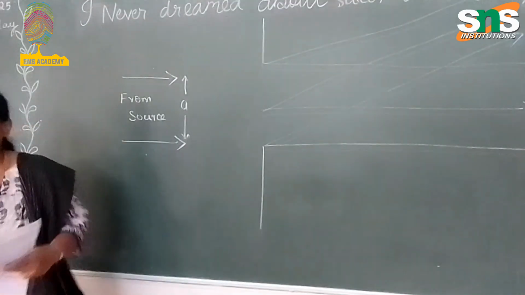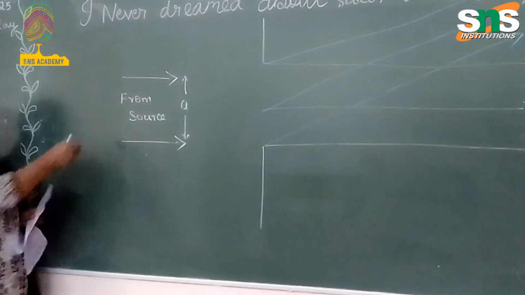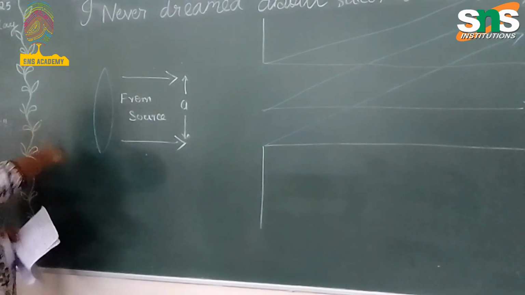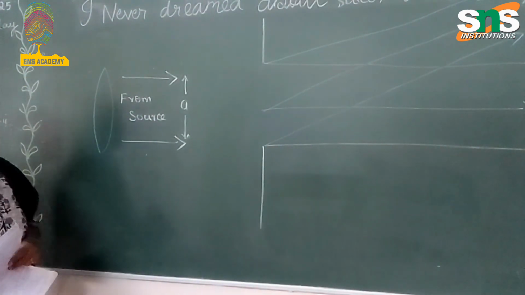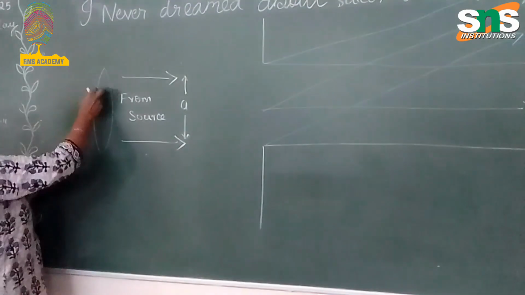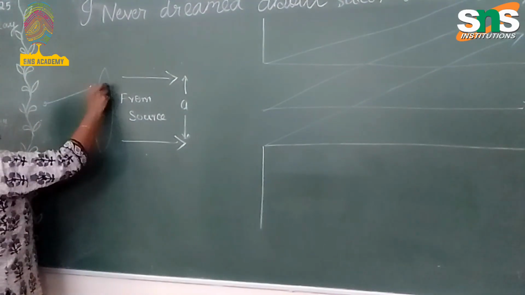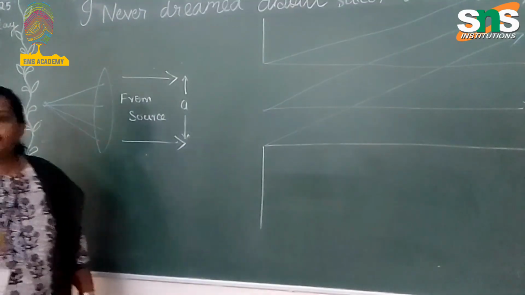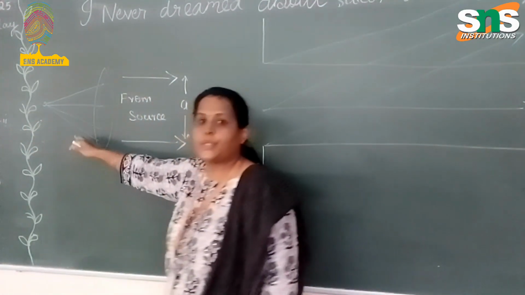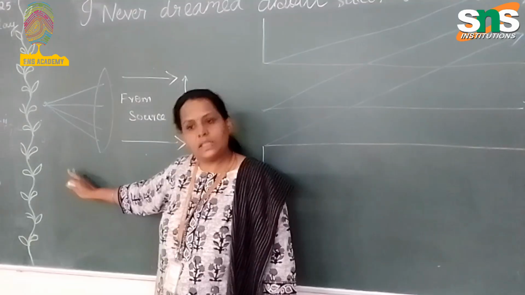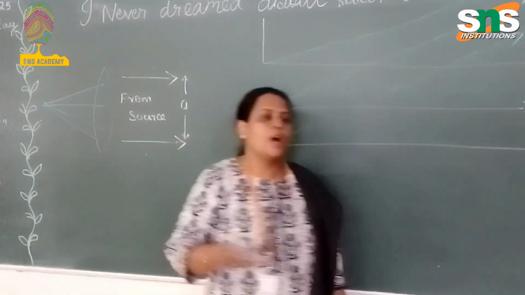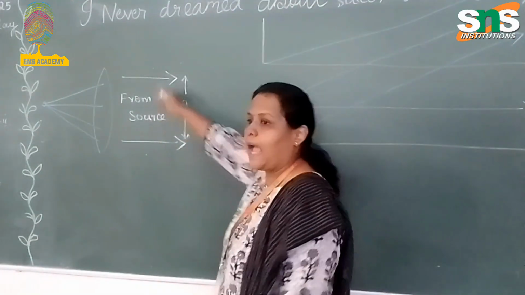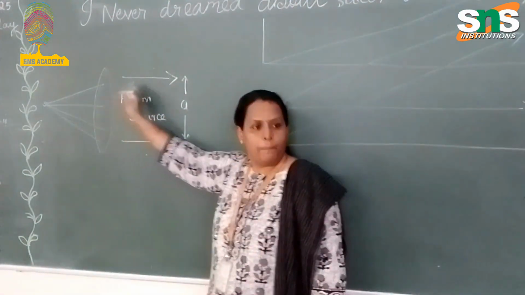light from an infinite distance, maybe a point source, is reaching the convex lens. When light from a point source reaches the convex lens, what will happen? After reaching the convex lens, it will start to move parallel. Am I right? So that's the case happening here, where the rays are parallel.